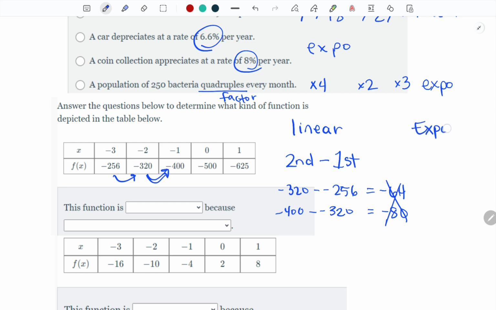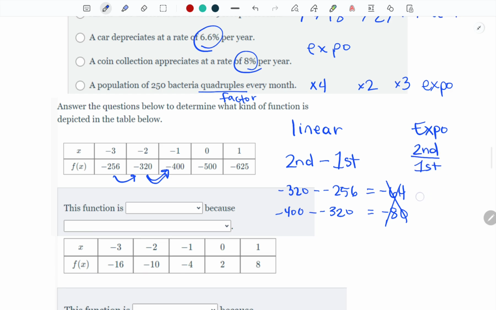Here's how I prove what the ratio is if it's exponential. Remember, it's multiplying now, not adding or subtracting. So if I want to figure out what it's multiplying by, instead of second minus the first, I would do second divided by the first. So let's try it. Let's do negative 320 divided by negative 256. If you plug that in your calculator, you get 1.25.